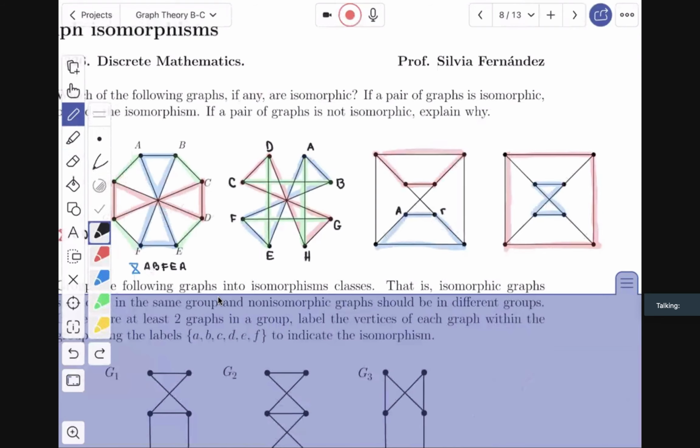Now I'm A, B, F, E, and back to A. And then as we did earlier, follow the green edges. A is joined to H, so this will need to be H. B is joined to C, so that needs to be C.